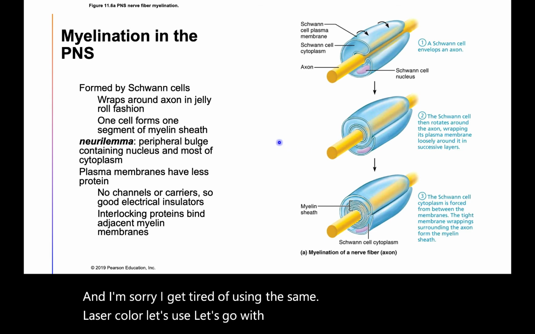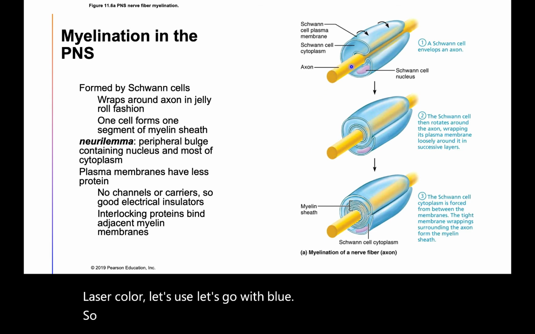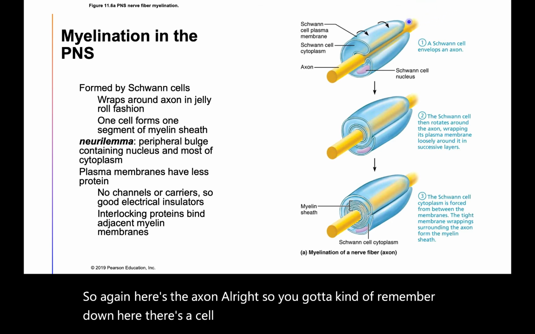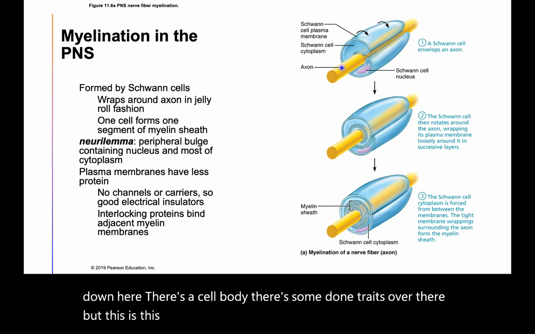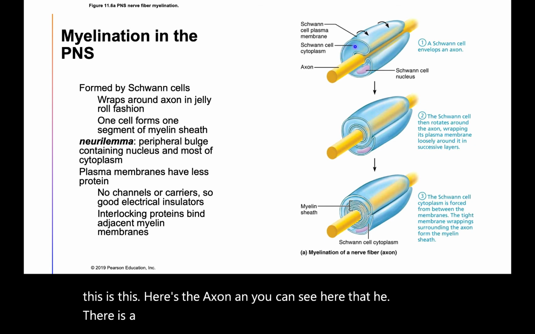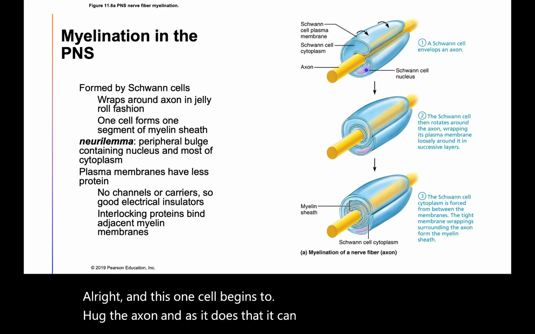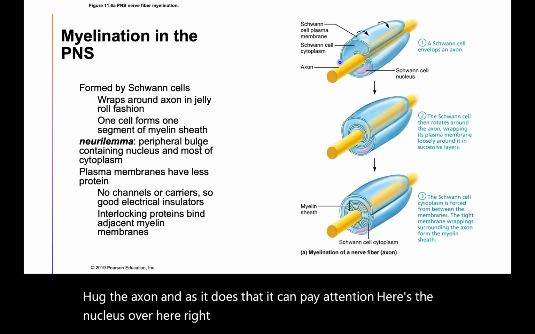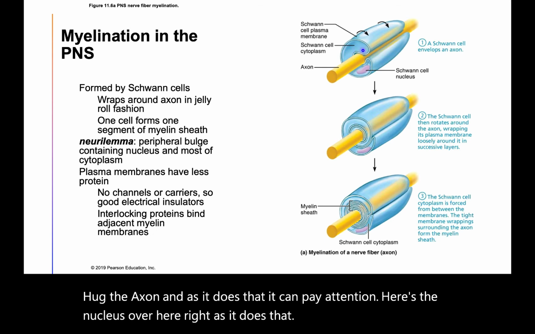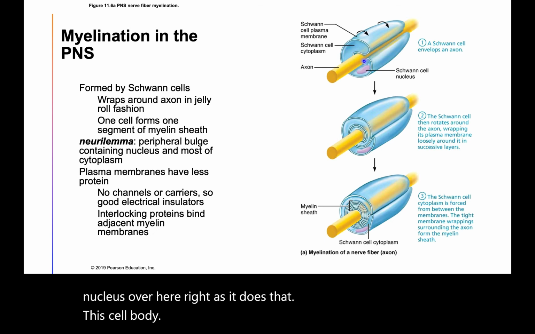Okay. So again, here's the axon. All right, so you got to kind of remember down here, there's a cell body, there's some dendrites over there, but this here's the axon. All right, and you can see here that here is a Schwann cell. And this Schwann cell begins to hug the axon. And as it does that, again, pay attention, here's the nucleus over here, right? As it does that, this cell body begins to wrap and wrap and wrap and wrap.